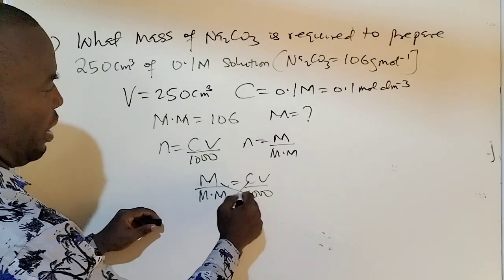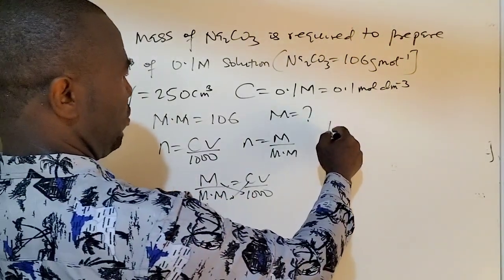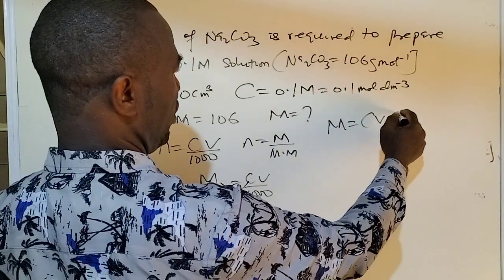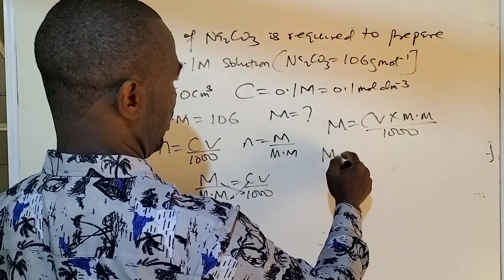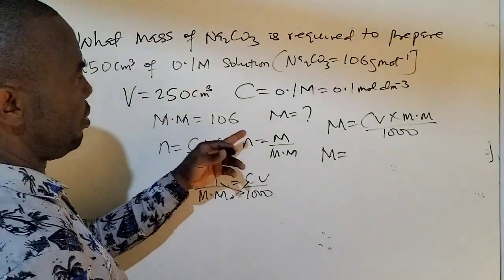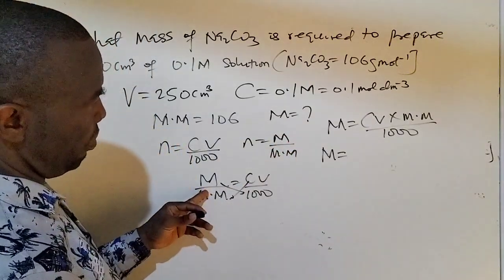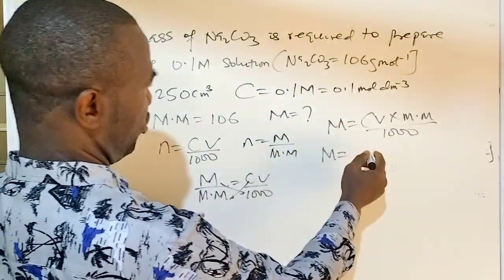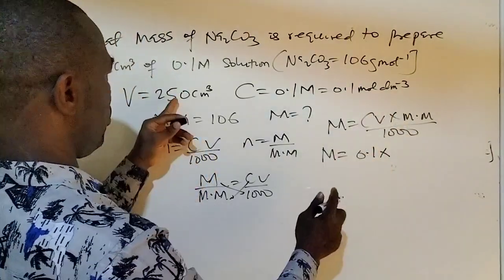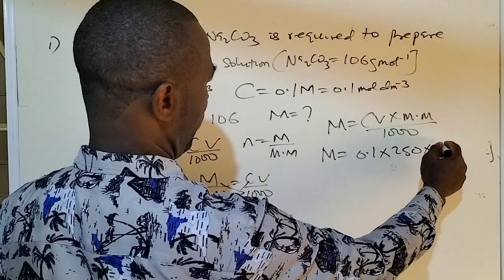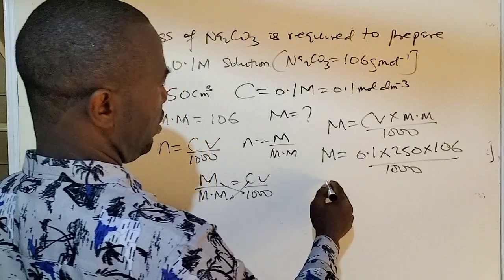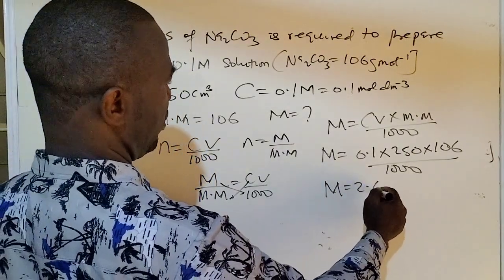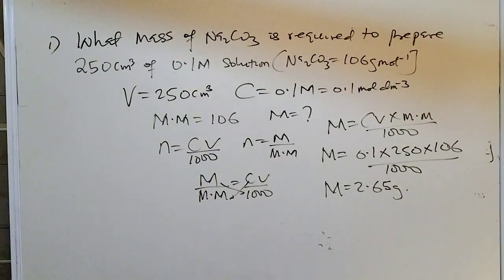You cross multiply and make mass the subject. So mass becomes equal to CV times molar mass over 1000. You work straight and get the answer speedily. So, making mass the subject, C becomes substitution 0.1, volume is 250, molar mass of the compound is 106, over 1000. To solve this, the mass required is 2.65 grams of sodium carbonate to prepare the given concentration.